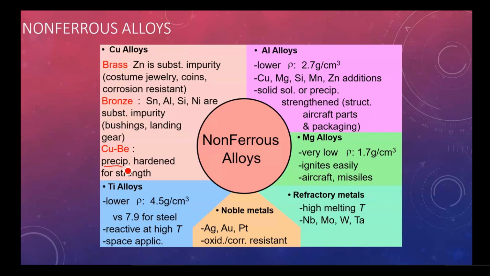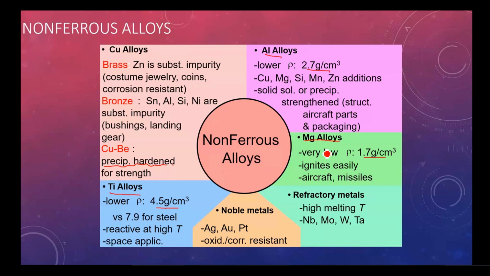What is precipitation hardening? We'll look into it when we go towards the hardening mechanisms. So you don't need to worry about it at the moment. And then comes the titanium alloys, titanium-based alloys, aluminum-based alloys, magnesium-based alloys. If you see the density of these materials, 4.5 grams per centimeter cube, 2.7 grams, 1.7 grams per cubic centimeter, they are very lightweight. So they are normally used for aerospace applications.